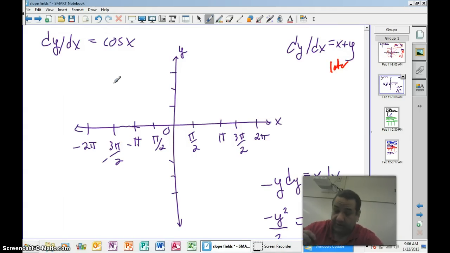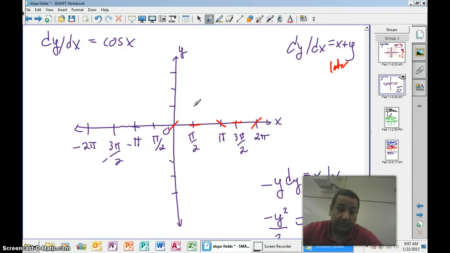So let's do this. The cosine of 0 is 1, I believe. Okay, there it is. The cosine of pi over 2 is 0. The cosine of pi, I think, is negative 1. And the cosine of 3 pi over 2 is 0, and the cosine of 2 pi is 1. Okay? Well, if I go up here, and that'll work on the bottom.